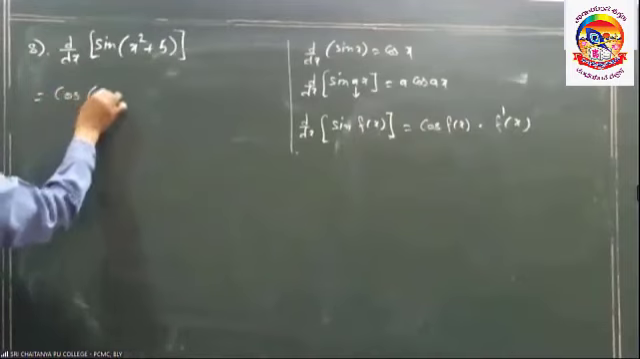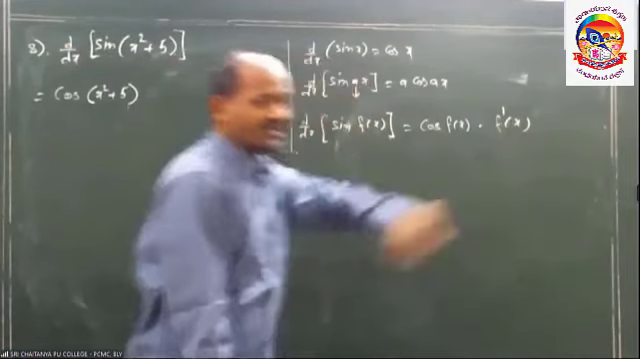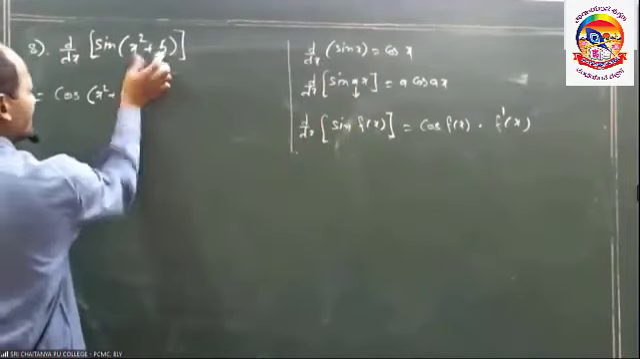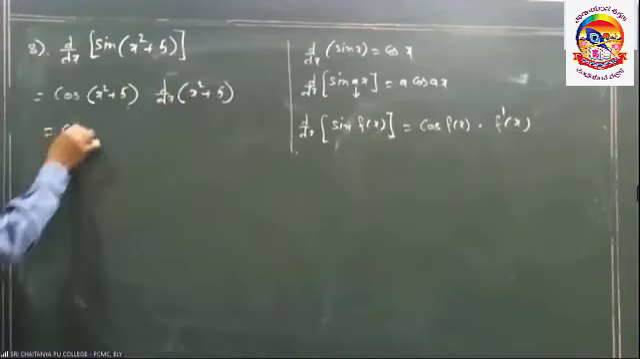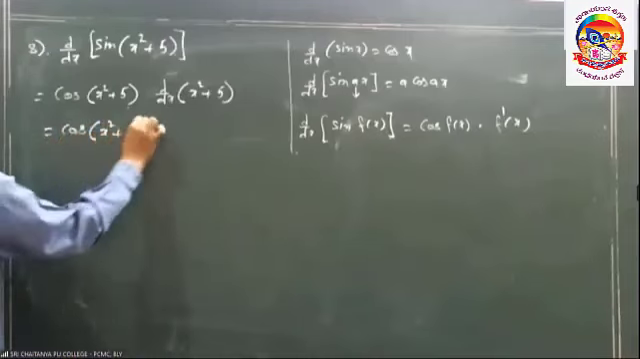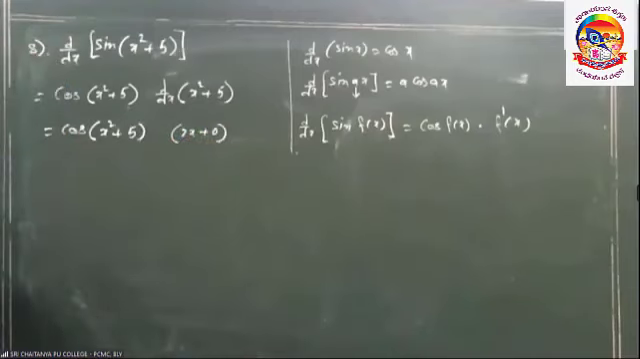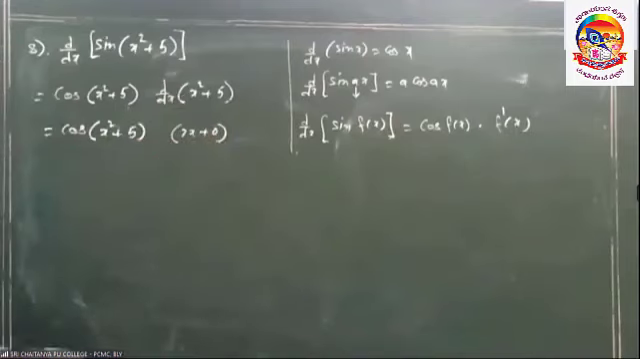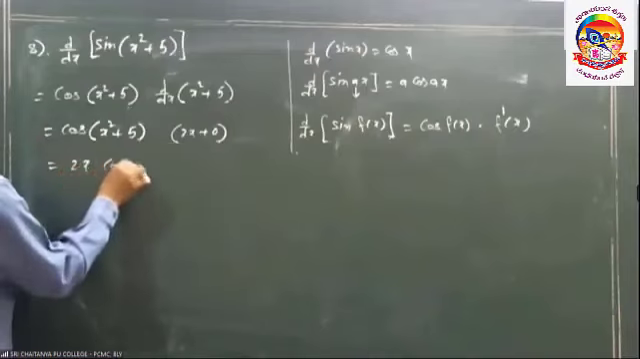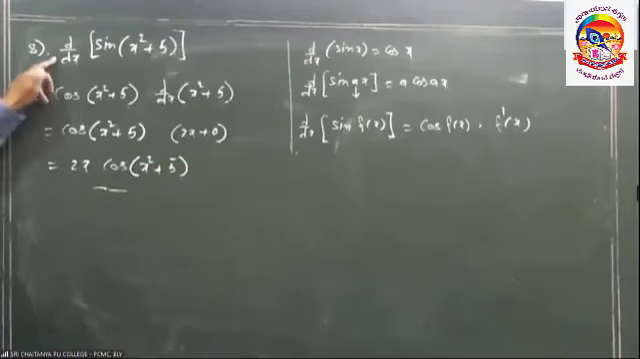So the derivative of sin f of x is cos of x square plus 5 into f dash. F dash means derivative, so it is the derivative of x square plus 5. Cos of x square plus 5, and the derivative of x square plus 5 is 2x plus 0. The derivative of x square is 2x and the derivative of the constant 5 is 0. So it is 2x into cos of x square plus 5.